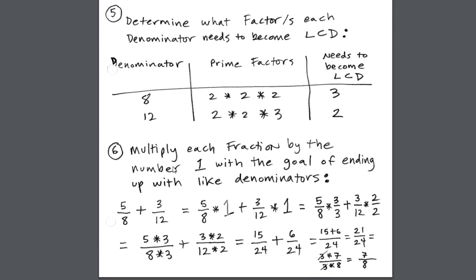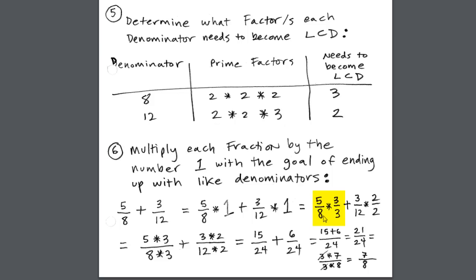Now look at this. Step 6. This is the multiply by 1 step. Multiply each fraction by the number 1 with the goal of ending up with like denominators. Hey, look at this. Let me ask you a question. Is 5/8 times 1 equal to 5/8? Absolutely. How about 3/12? Is 3/12 times 1 exactly equal to 3/12? You betcha. Any number times 1 is that number. The trick is to convert the 1 to a specific type of 1. Remember, what does 8 need to get to 24? Well, it needs a 3. So you choose that 3 and rewrite it as the number 1 right there.